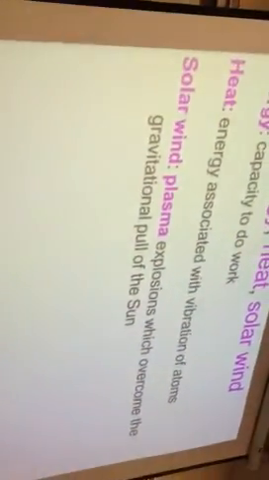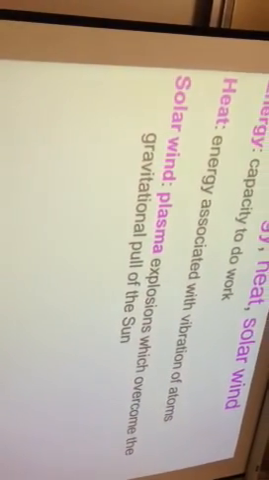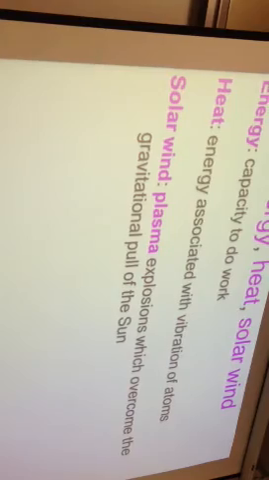Energy, heat. This one is very important. Heat. What is it? Vibration of atoms. What is heat? Vibration of atoms. You got it. You're there.